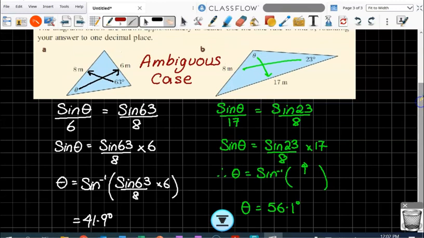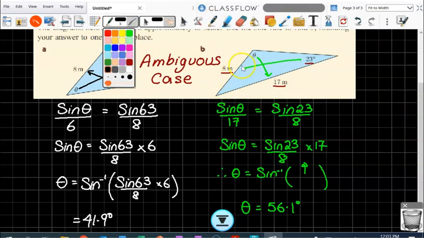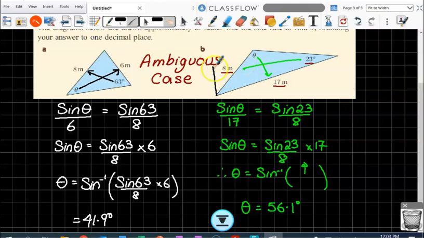But what I want you to consider is that I could have these same values but have a different looking triangle. Imagine if instead of this 8 coming in like so, what if we flicked it out to be 8 there? Can you see I get a different triangle? But I've still got a length of 8, I've still got this length of 17, I've still got this length of 23, and this would be my angle of 56.1.